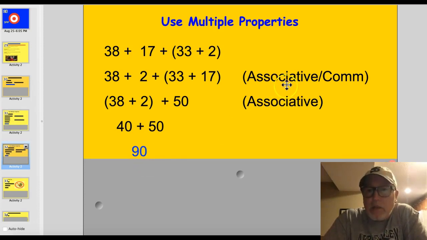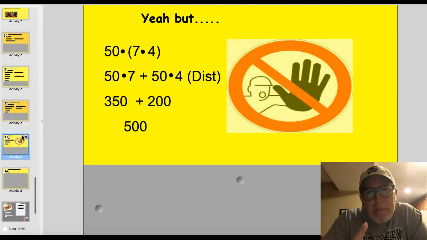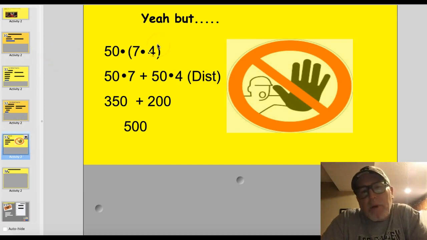What? You can use two properties at the same time? Sure you can. It's all addition. You can group them how you want. You can move the numbers around. All right, you're in charge. Yeah, but look at this cool problem. I'm just going to distribute it. The distributive property is going to have a multiplication out front like 50 times something, and sometimes they have that dot, sometimes they don't. But they're going to have a plus or minus sign inside here.